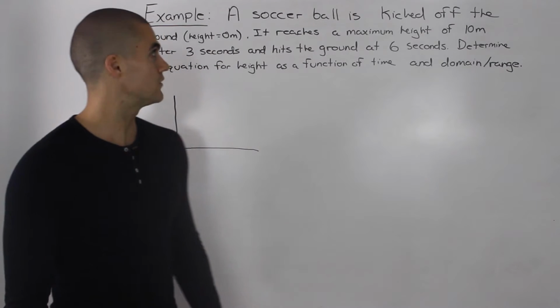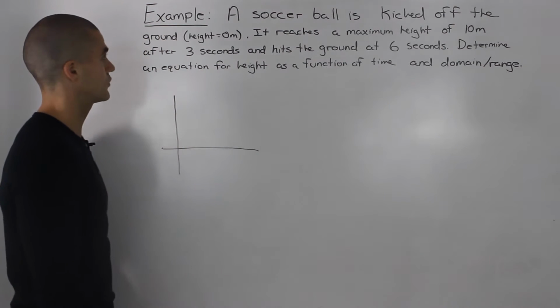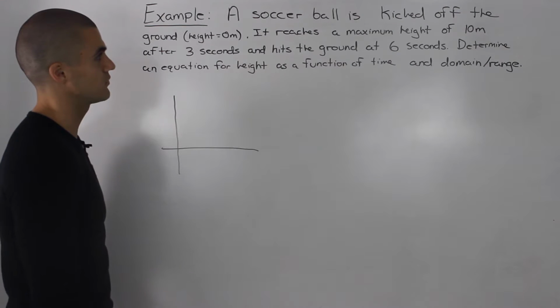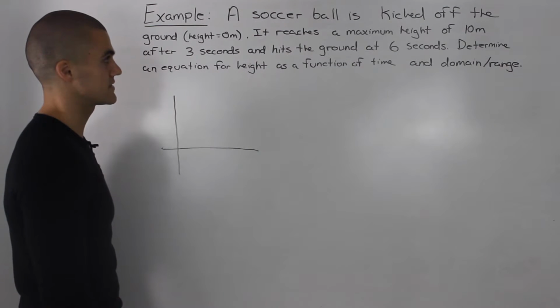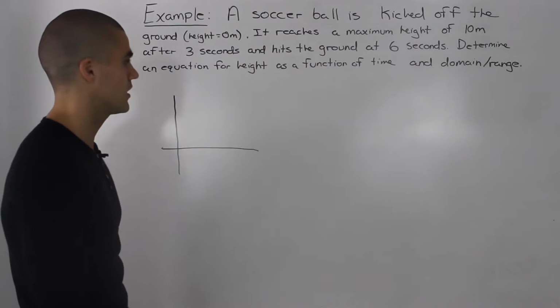Let's do an example. A soccer ball is kicked off the ground at a height of 0 meters. It reaches a maximum height of 10 meters after 3 seconds and hits the ground at 6 seconds. Determine an equation for height as a function of time and its domain and range.